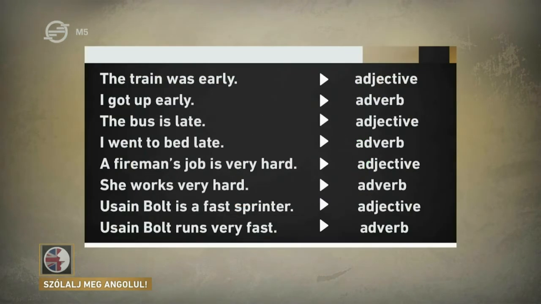So, we can say that the train was early and use early as an adjective, and we can say that I got up early and use early as an adverb. We can say the bus is late and use late as an adjective, or we can say I went to bed late and use late as an adverb. We can say a fireman's job is very hard and use hard and use fast as an adjective.